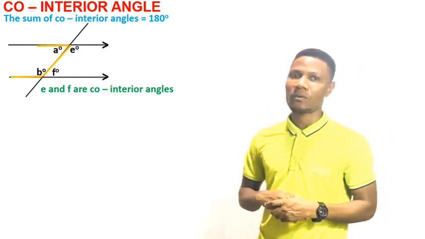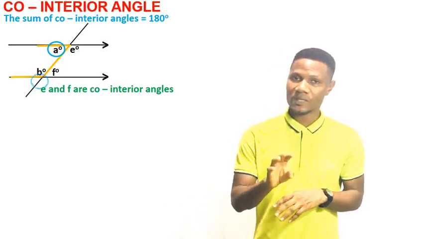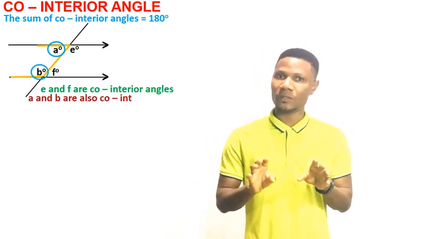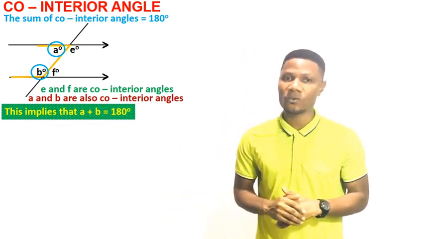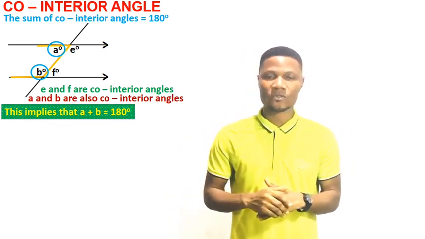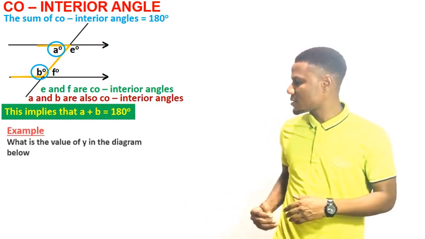A and B are what? Co-interior. What it implies is that A plus B will give us 180 degrees. So co-interior angles are also what? Supplementary. Let's have this quick example.